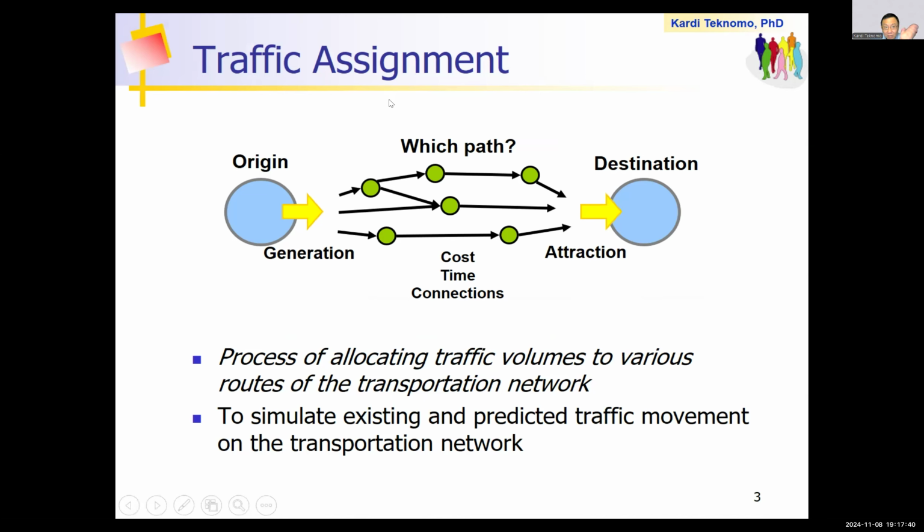In traffic assignment we are asking which path they will use. Given this number of demand in terms of PCU per hour, which path they will use. So this is a process of allocating the traffic volume, PCU per hour, to various routes of the transportation network. Basically, we want to simulate the existing condition right now, the flow, and then what will be the predicted traffic movement in the transport network.